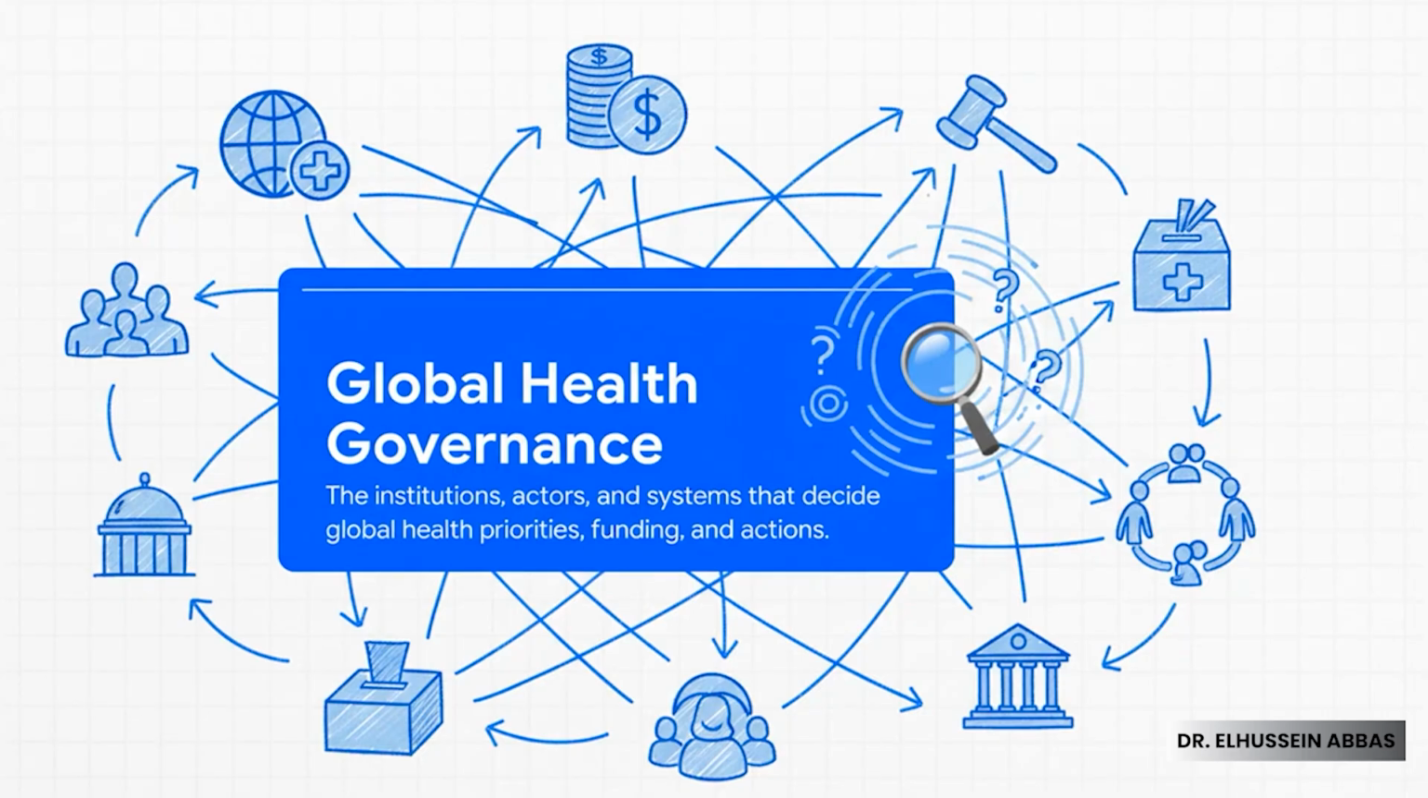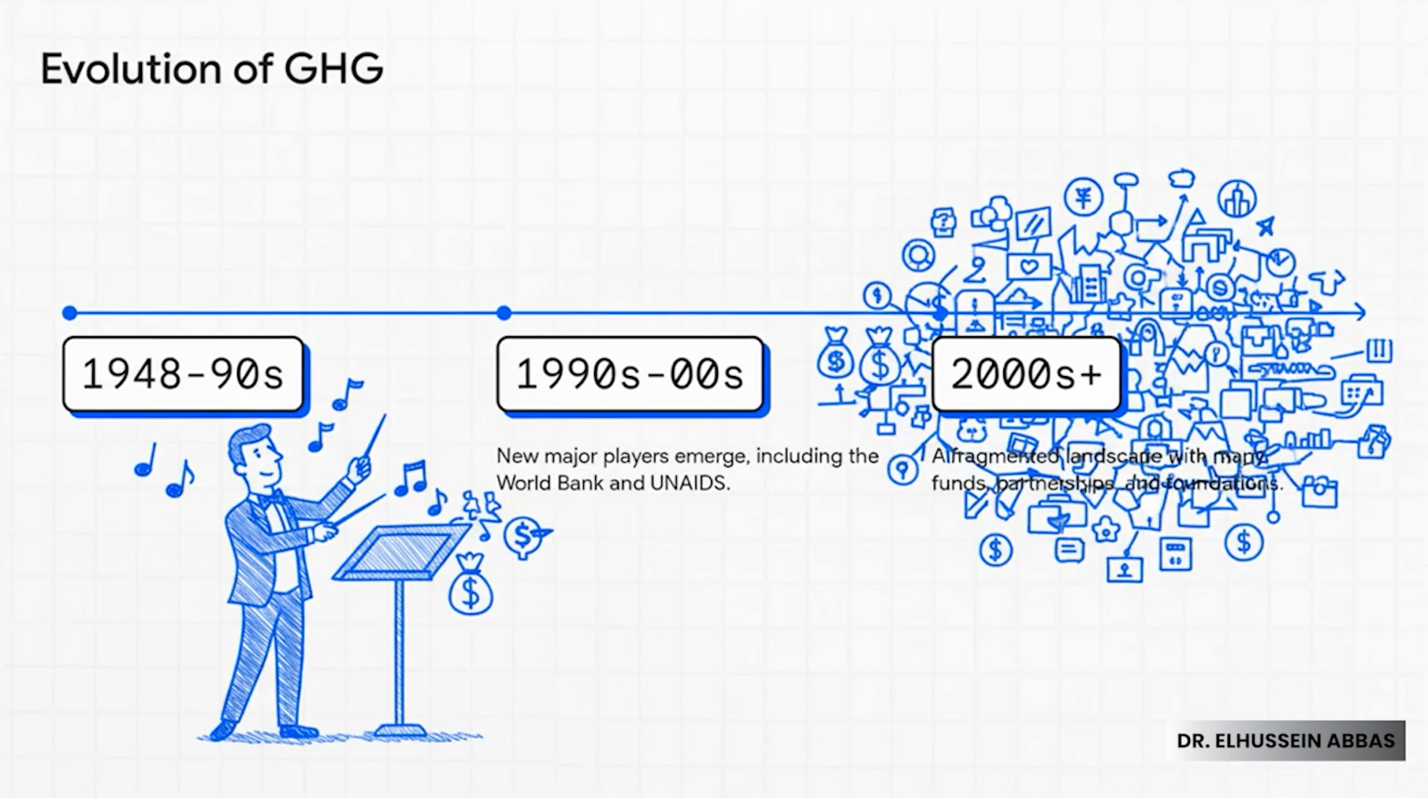The official name for it is Global Health Governance, or GHG for short. Basically, just think of it as this tangled web of rules, organizations, and decision makers, everyone from the UN and national governments to huge private foundations. They're the ones who collectively decide which health issues get attention, who gets the money, and how help actually gets delivered on the ground.